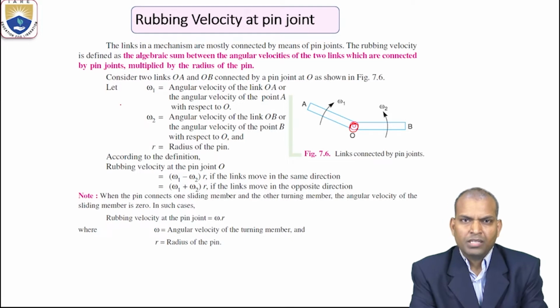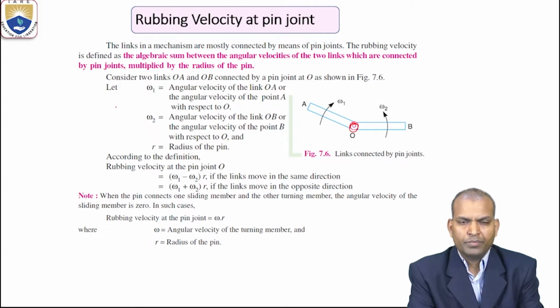Let me read. The links in a mechanism are mostly connected by means of pin joints. The rubbing velocity is defined as the algebraic sum of the angular velocities of the two links which are connected by pin joints, multiplied by the radius of the pin. Here, the pin may be small, but it has a radius.